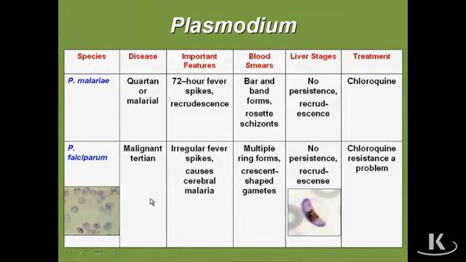Plasmodium falciparum, again, is the most severe type of malaria. It's called malignant tertian malaria. There are irregular fever spikes associated with Plasmodium falciparum, and it causes cerebral malaria, particularly in children. So it's much more severe and tends to be resistant to chloroquine. All right? So as far as treatment regimens, chloroquine is usually okay, except for in falciparum, and in vivax and ovale, you have to add primaquine for the liver stage.